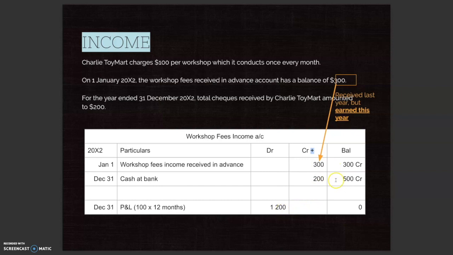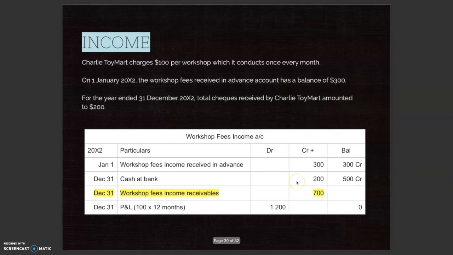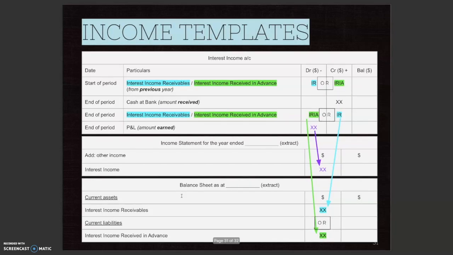We will see that there's an imbalance in the account. We have 1,002 on the debit side and 500 on the credit side. So to balance it, we put the $700 here, and we will have the particulars: workshop fees, income receivables. Once again, some students may not be able to know what to write here, so we prepared a template for you to remember easily.